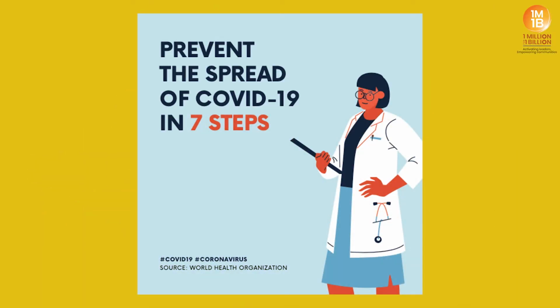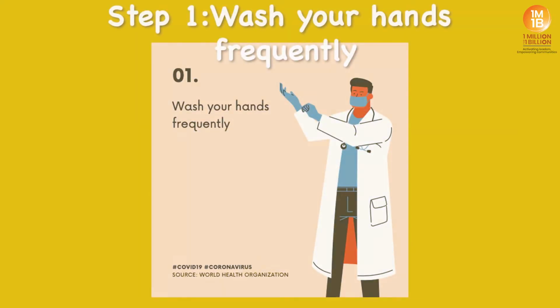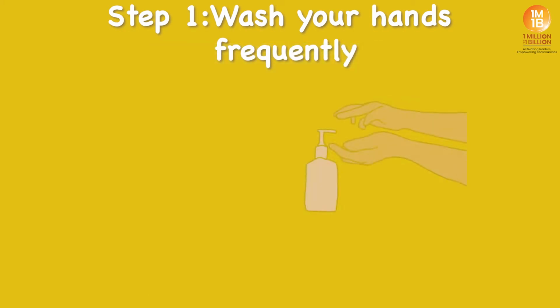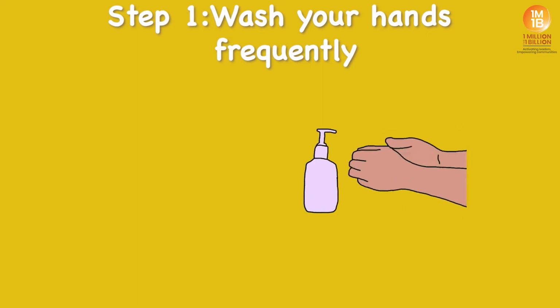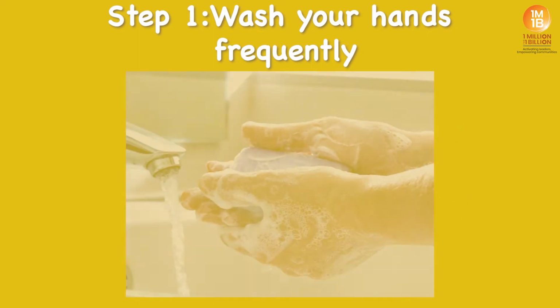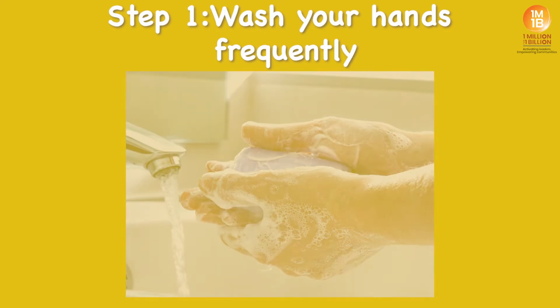Now, we will look at how we can prevent the spread of COVID-19 in 7 steps. Step number 1. Wash your hands frequently. Washing hands and maintaining hygiene is the first line of defense against COVID. Now let us see what's the correct way to wash hands in the next slide.